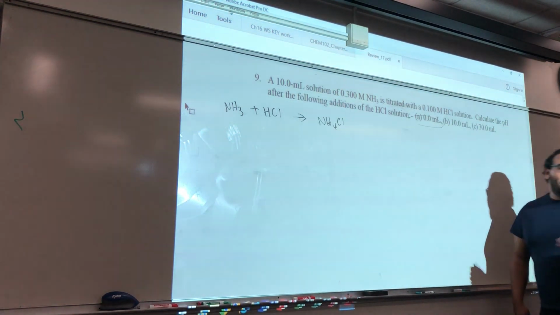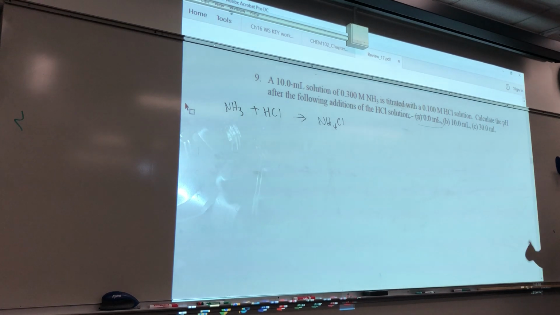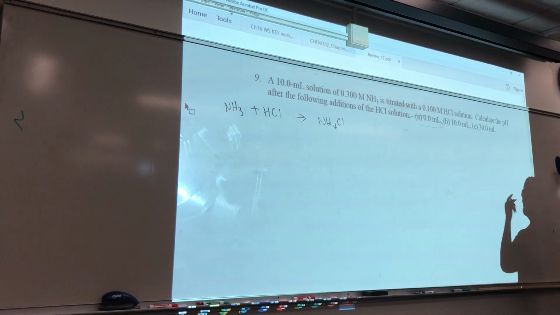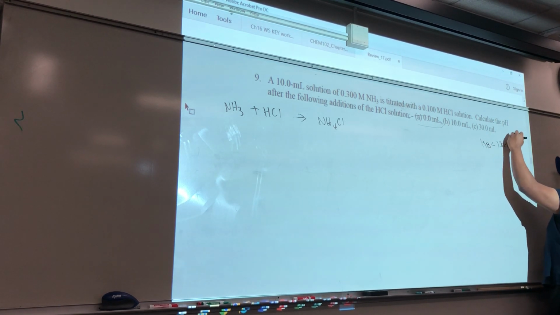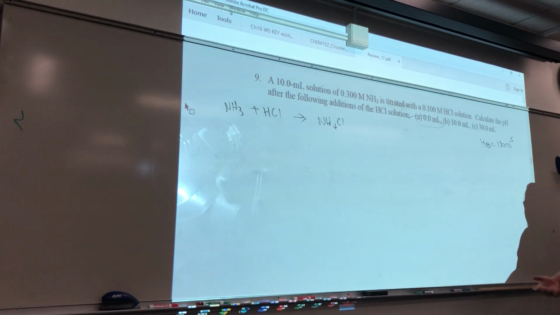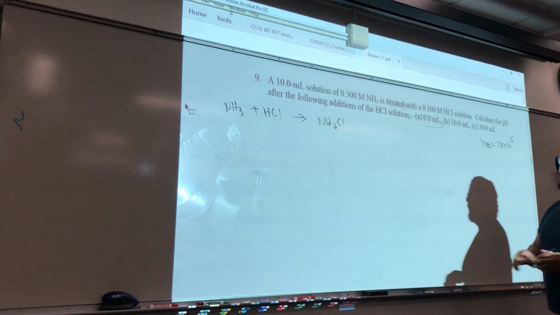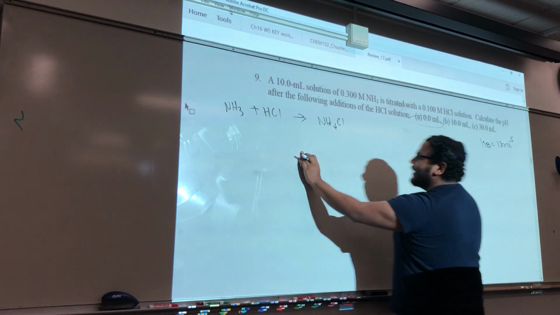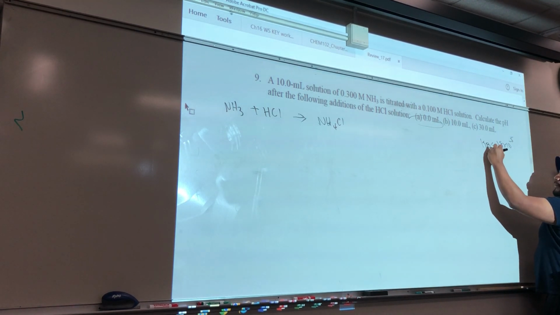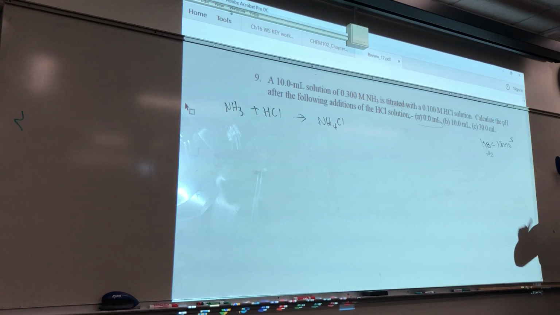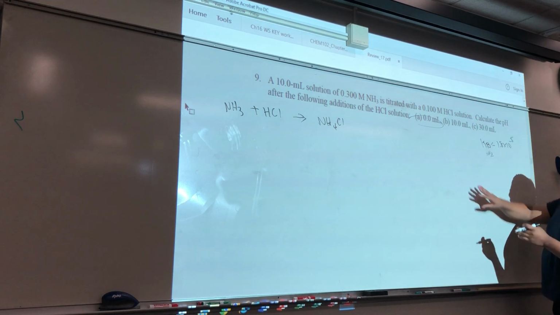Because it's a weak base, we can do an ice table, figure out the concentrations and use the Kb in this case. The Kb of NH3 is 1.8 times 10 to the negative 5. You don't have that memorized yet? That's our Kb. They do not give it to you in this question, but you need it to solve this first part and every part after that. So we'll do it over here for the time being.